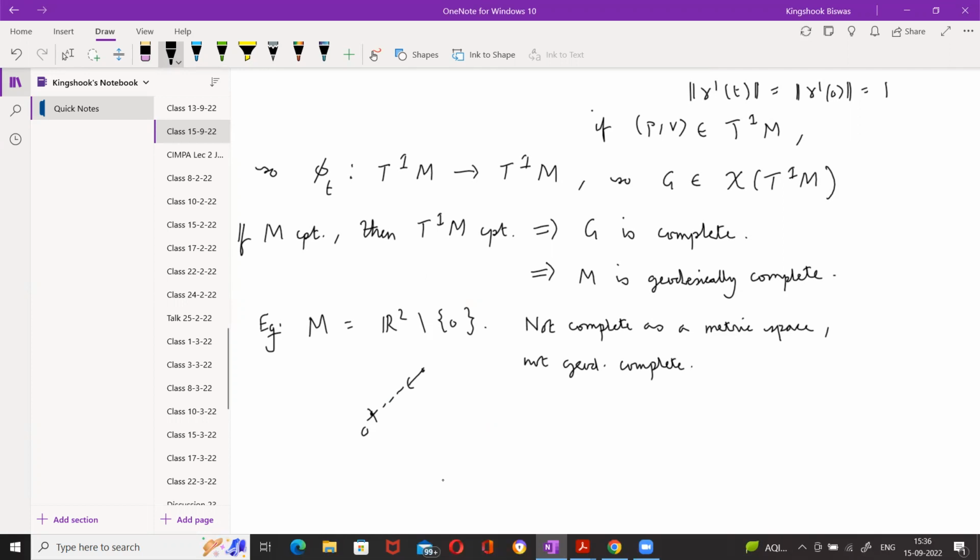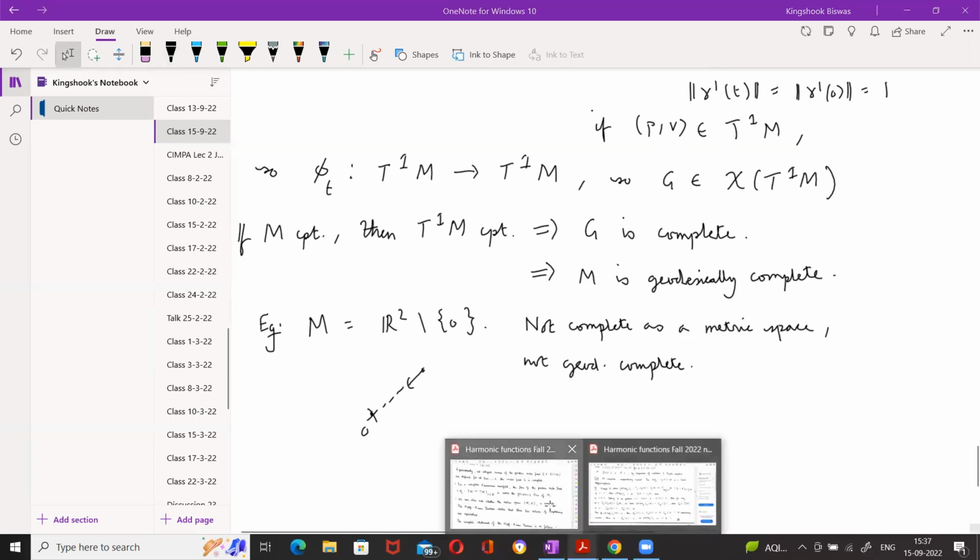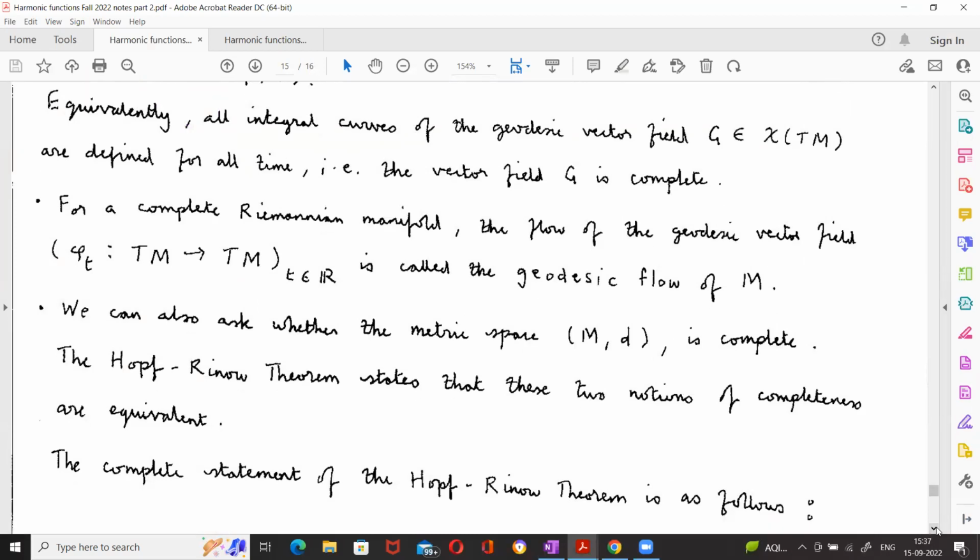So the obstruction to geodesic completeness, which is what the Hopf-Rinow theorem is saying, is that the only obstruction is that there are holes in the manifold, that the manifold is not complete as a metric space. So the theorem will say that if the manifold is complete as a metric space, then it is geodesically complete, and vice versa. Let's give the precise statement of the Hopf-Rinow theorem, which is the following.